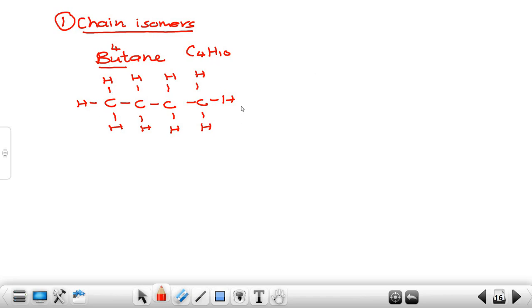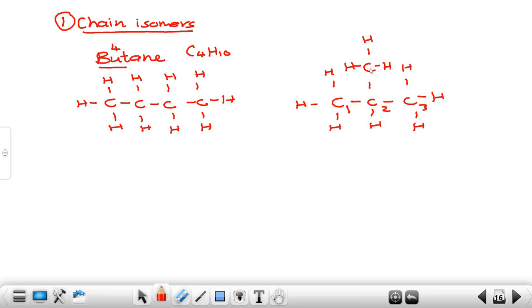Now, what is the isomer of this? The isomer of this can only be this structure, because if we count 1, 2, 3 or 1, 2, 3, we will still get the same IUPAC name. So again, here we can fill it up with our hydrogens because it's also saturated. So now we have 1, 2, 3, and this is a methyl group here. So this is 2-methylpropane.